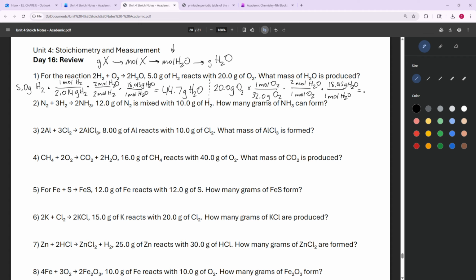And what we'll get out of that is, well, 20 divided by 32 times 2 divided by 1 times 18.015 divided by 1. That is 22.5 grams of water. In this case, the smaller of the two numbers, in fact, for all limiting reactant problems, the smaller of the two numbers indicates that that chemical is limiting. Oxygen is limiting in this case, and so you can only make up to 22.5 grams of water here.